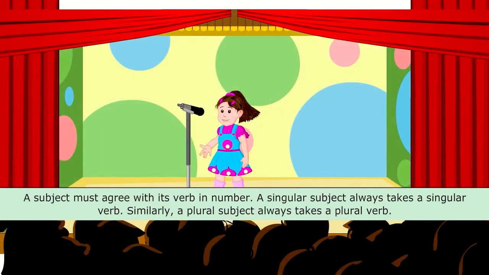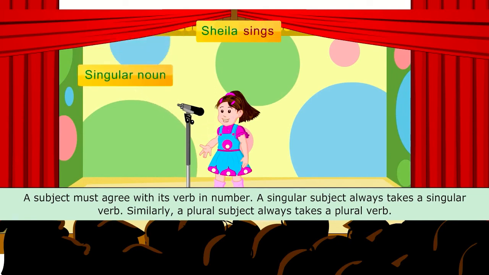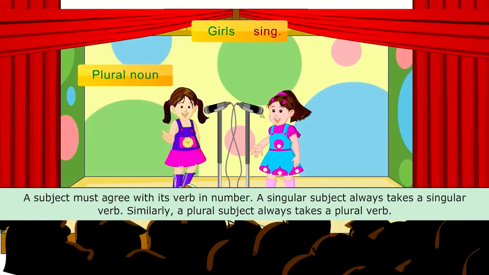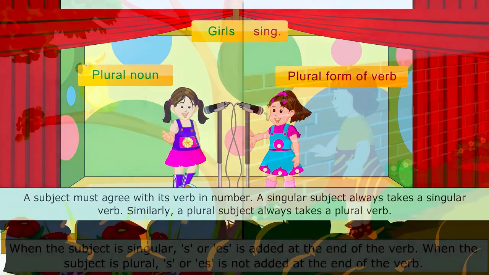Let's see how the number of people doing the action can change the word which describes the action. The basic rule states that a singular subject takes a singular verb, while a plural subject takes a plural verb. Example, Sheila sings. Here, Sheila is a singular noun. Therefore, the singular form of the verb sings is used. Girls sing. Here, girls is a plural noun. Therefore, the plural form of the verb sing is used.